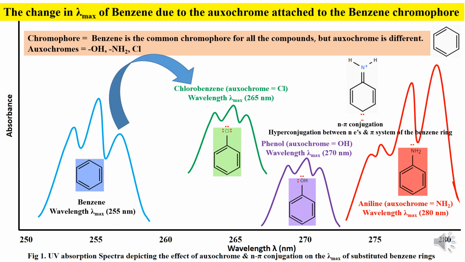So in case of chlorobenzene, the lambda max shoots from 255 to 265 nanometers. Well, in case of phenol, you can see the lambda max shifts from 255 nanometers to 270 nanometers. And this is due to n-pi conjugation, that is, due to hyperconjugation between the non-bonding electrons and the pi system of the benzene ring.